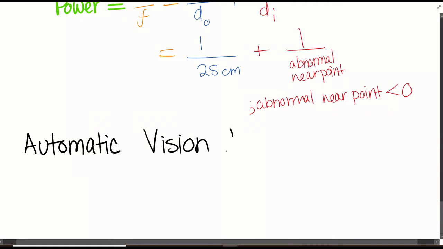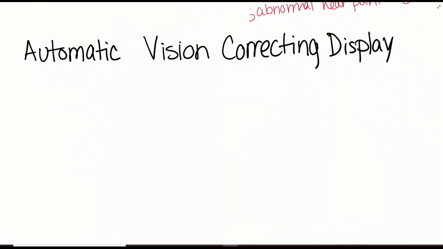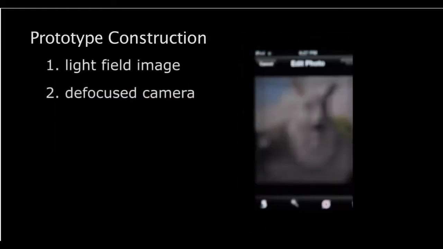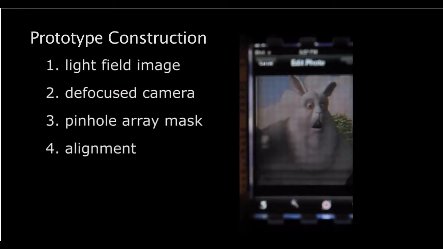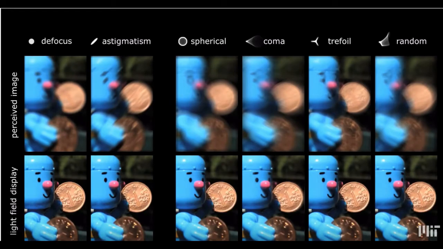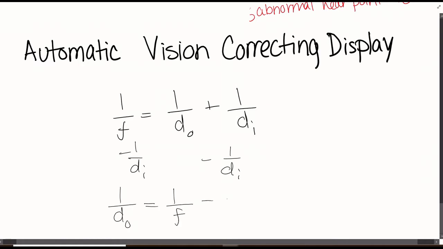On the other hand, researchers have developed automatic vision correcting displays. Instead of applying a lens that changes the focal length, the screen alters the object distance by altering displayed image size based on the naked eye's abnormal focal length. So the object distance changes based on the focal length and the abnormal near point or far point.